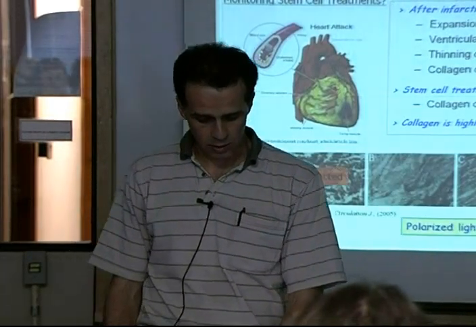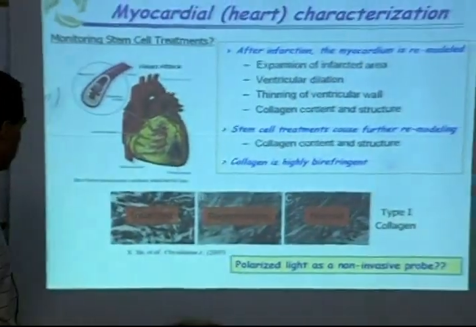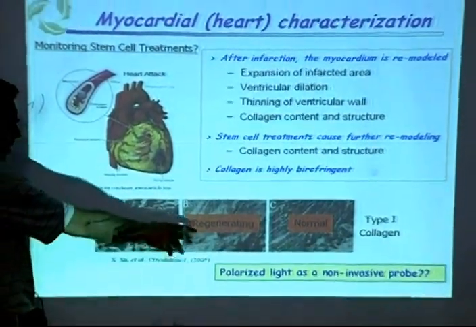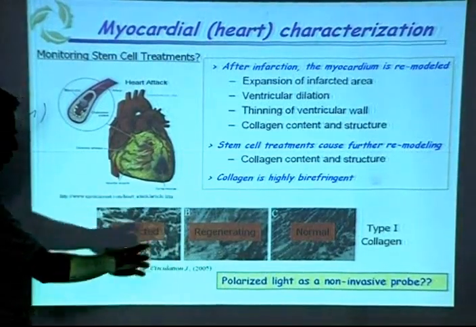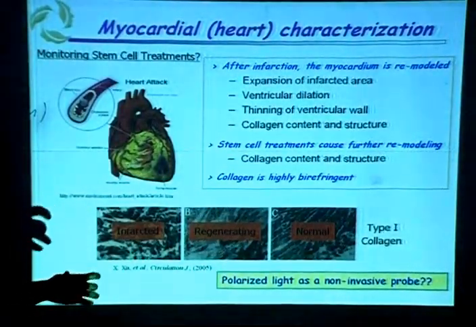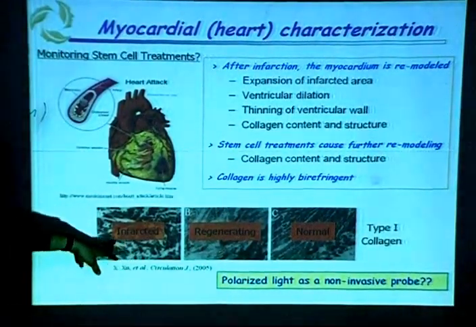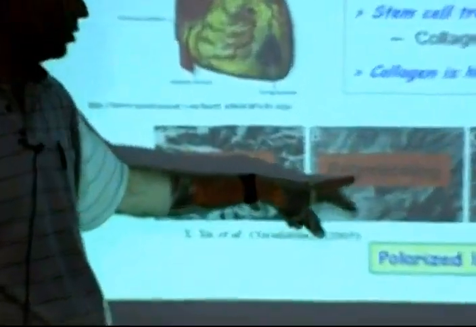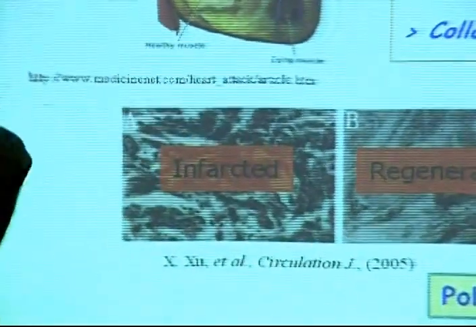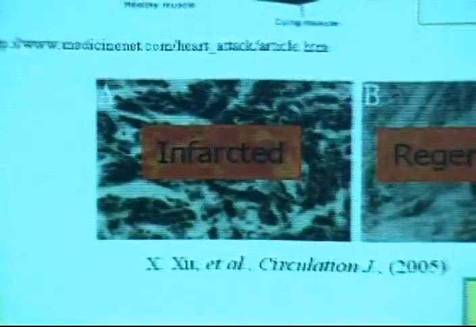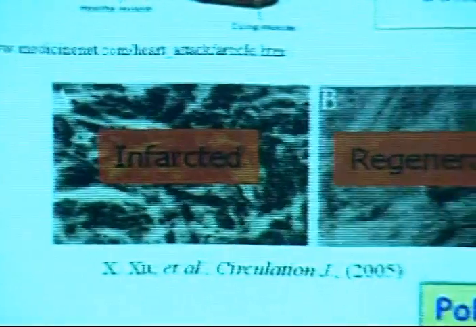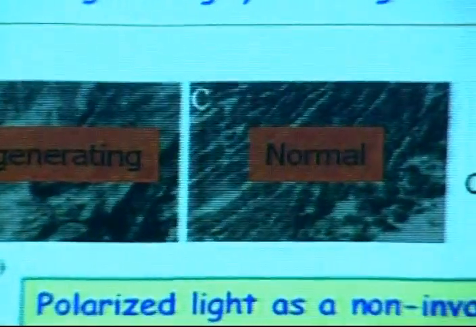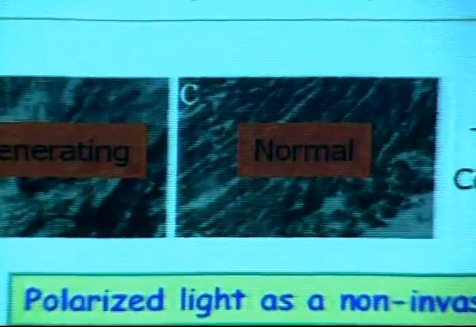So the idea is, can we tell the difference between normal myocardium, so normal muscle of the heart, versus, there's actually another panel I should have put in here, and that's infarcted myocardium. So this is following a heart attack. So normal, following a heart attack, and regenerative. So the one that grows back following normal scar tissue formation or following stem cell therapy. Can we quantify those differences? So can we use polarized light as a non-invasive probe for quantification of birefringence, tissue anisotropy?